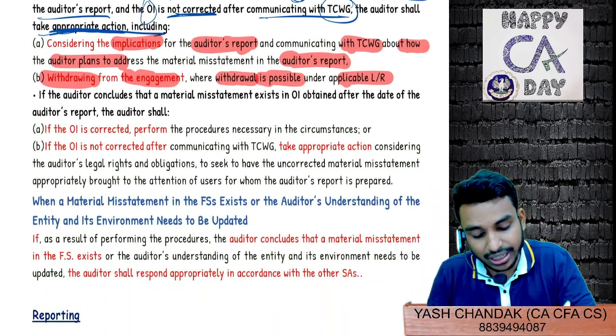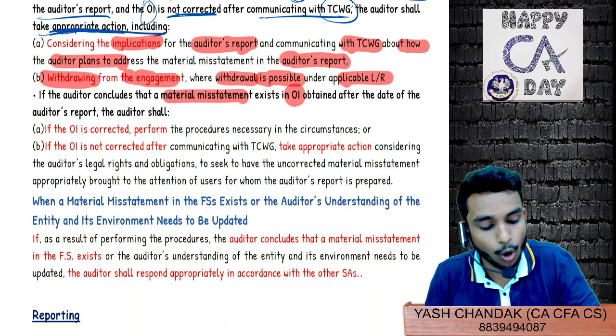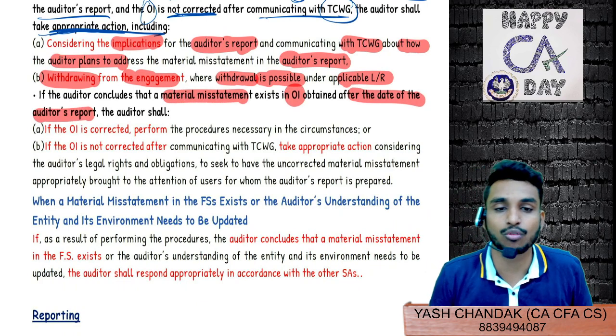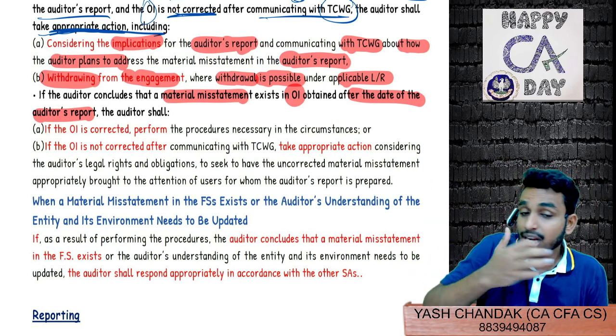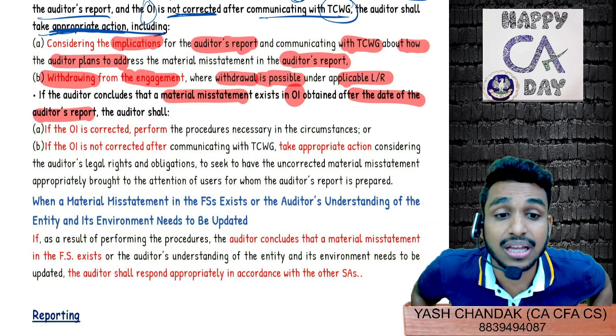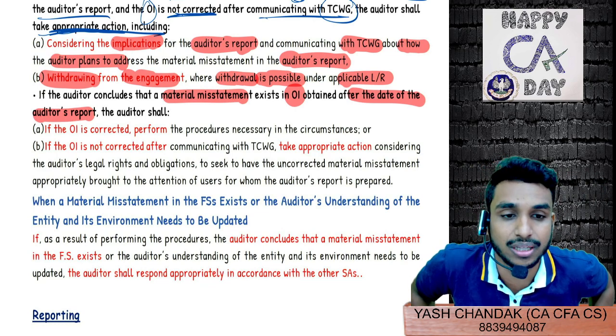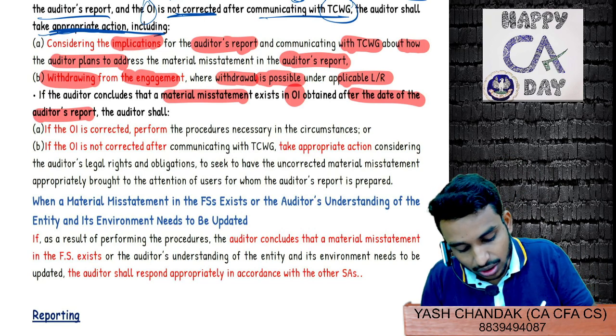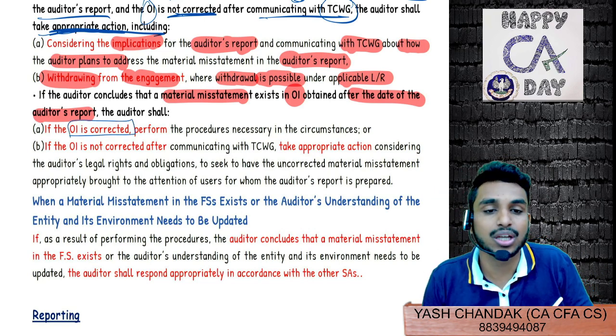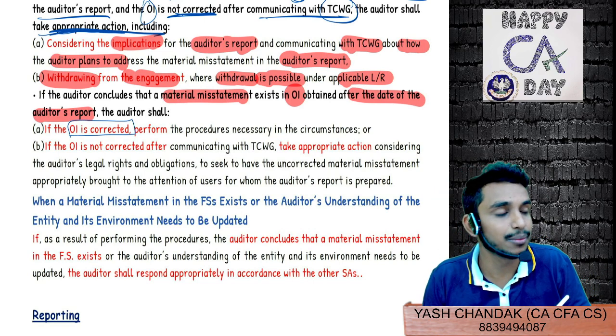Now next, if the auditor concludes that MMS exists in OI obtained after the date of the auditor's report. That means all this other information that you have obtained after the auditor's report, and now you find that there is a material misstatement in this OI. So again, first of all, you will tell the management to correct the OI.